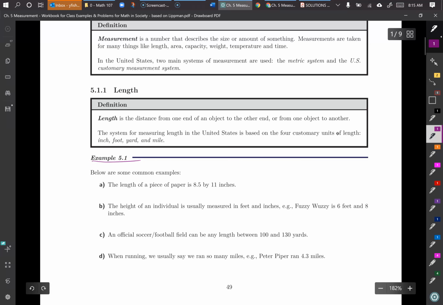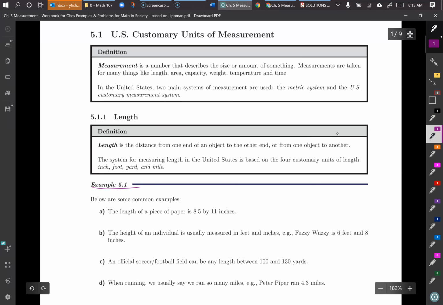The first page is just some examples about measurement. This should be pretty much review for you, but you may not have done it in a while, so you can read through this, like what measurement is about. We're going to start with length. Here are some examples: the length of a piece of paper, we would say 8.5 by 11 inches. When we're running, we usually talk about miles. So we would say Peter Piper ran 4.3 miles.